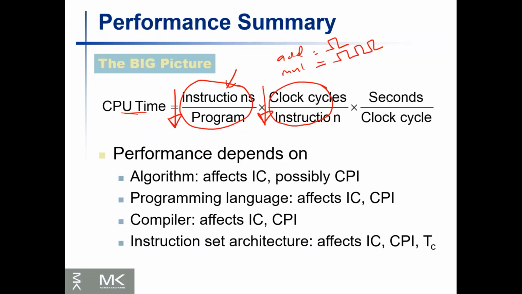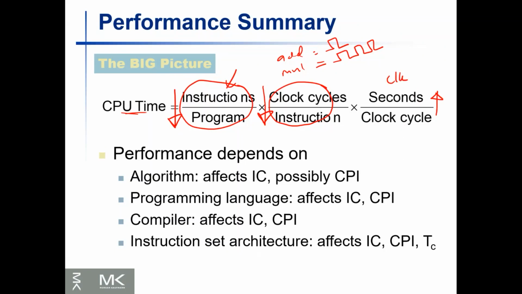And finally, how many seconds per clock cycle? In other words, it's actually the clock rate. So for this one, the bigger the clock rate, the better, which means the higher the gigahertz, the better. If you multiply all of these things, it is actually going to give you the total CPU time.